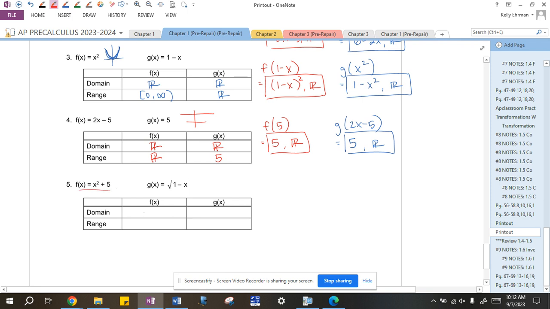Domain for f's quadratic is all real numbers. Range is not 0 to infinity. Its lowest point is 5, and then it goes up from there. So 5 to infinity.